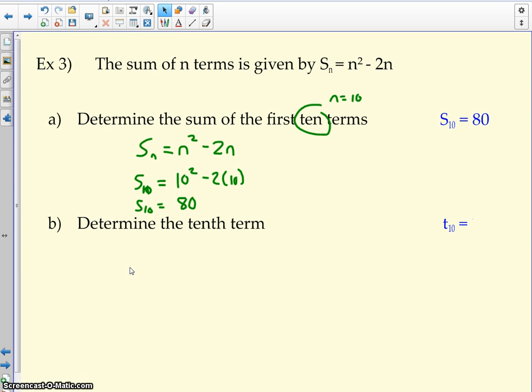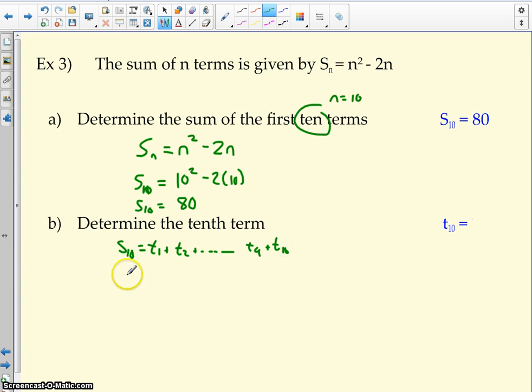Okay, so the trick here is you're given nothing about the type of sequence it is, so you can't even create a general term to find the 10th term. But since we know the sum of the first 10 terms, we can figure out the sum of the first 9 terms. Because if you think about it, S10 is technically going to be the sum of the first 10 terms, so T1 plus T2 all the way down to T10.